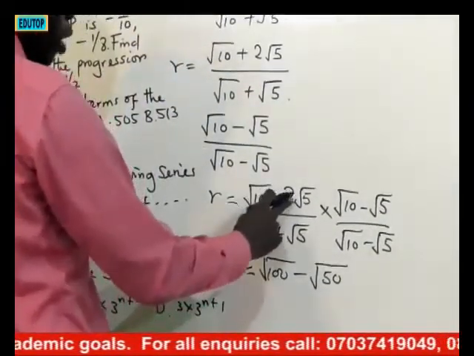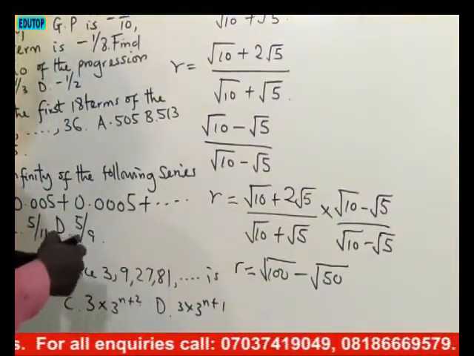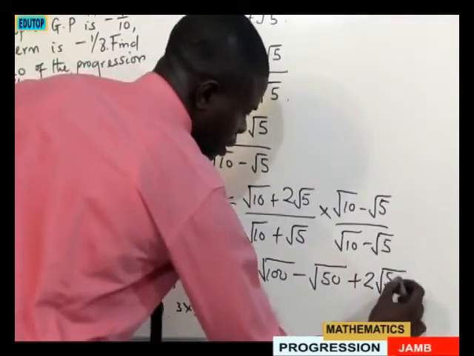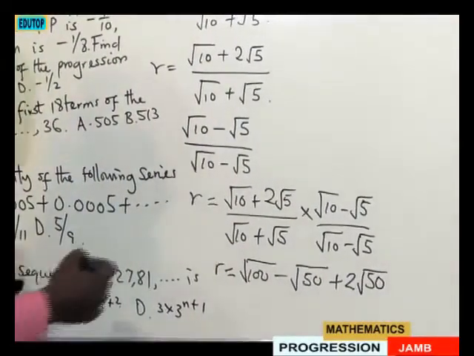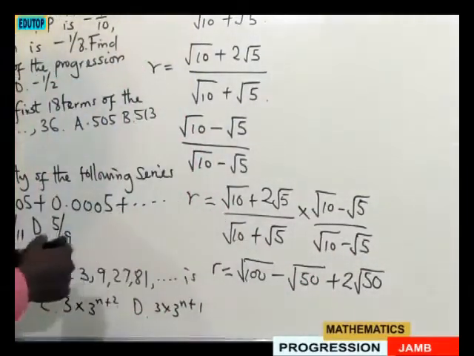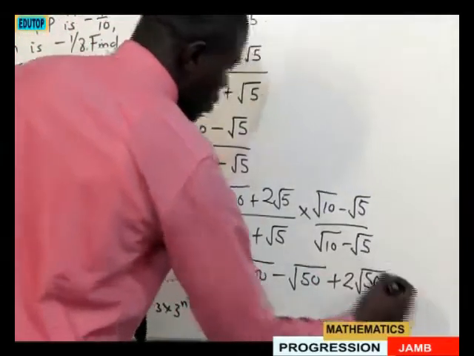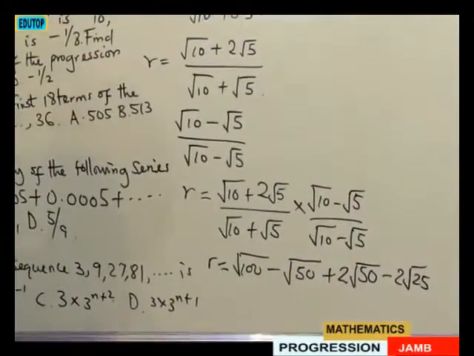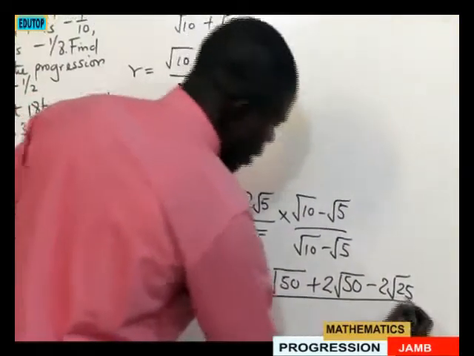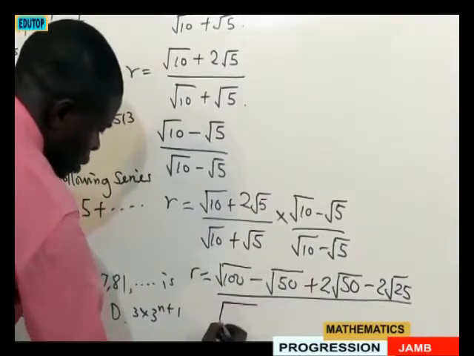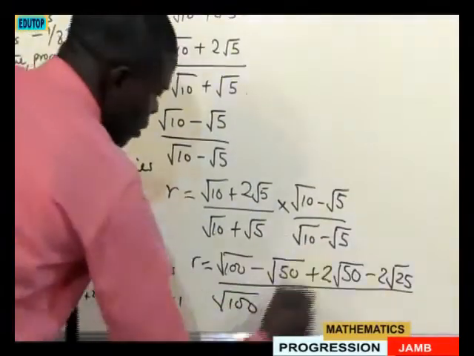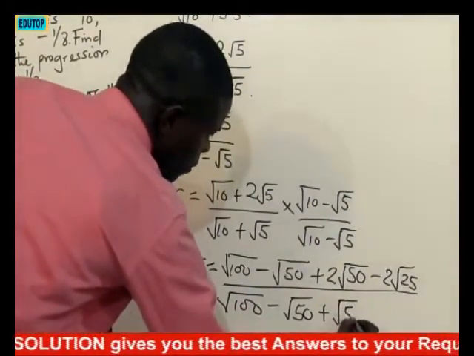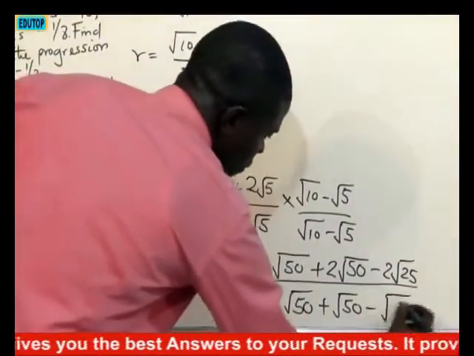Then this other part, plus root 5 times root 10, that will be plus 2 root 50. Then plus root 5 times minus root 5. This one will be plus times minus, minus, so this will be minus 2 root 25. Then we divide by this times this, root 100; this times this, minus root 50; this times this, plus root 50; this times this, minus root 25.